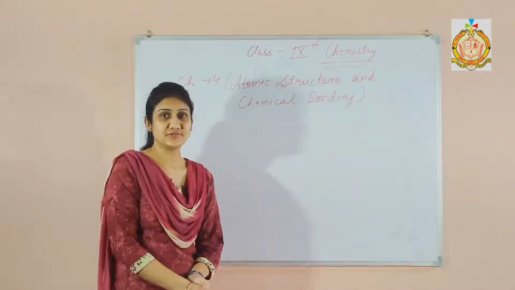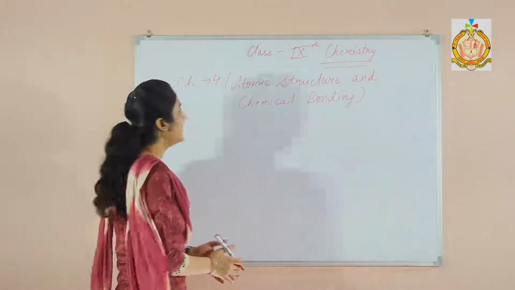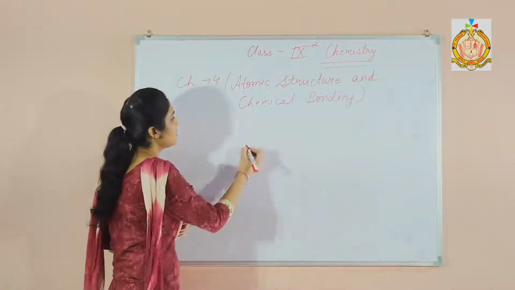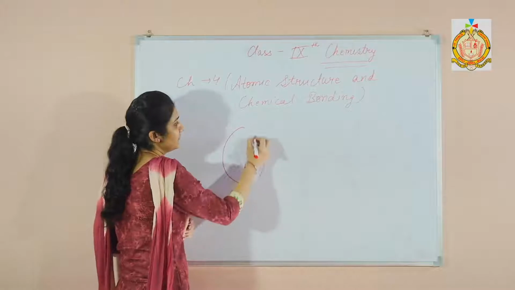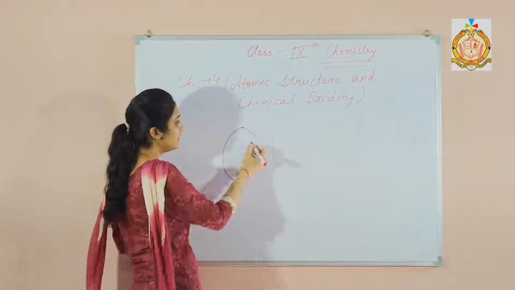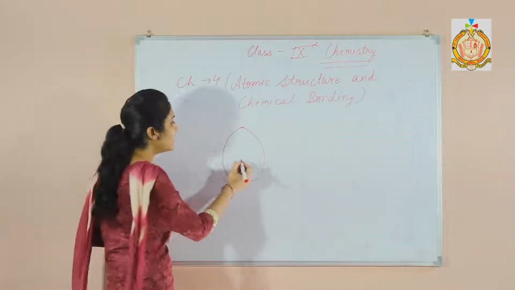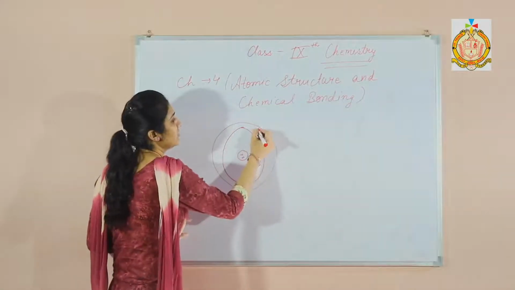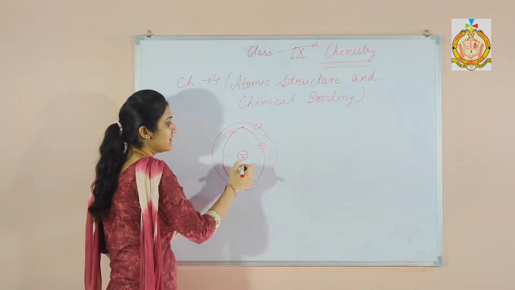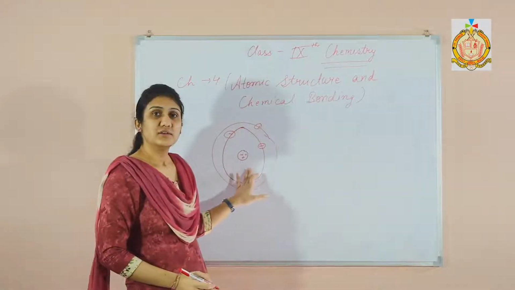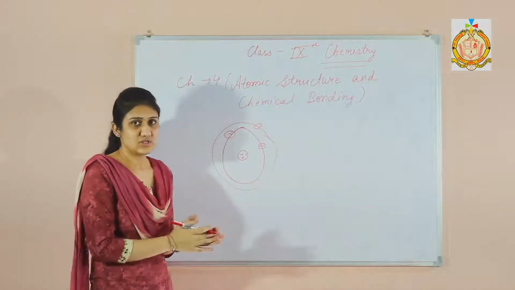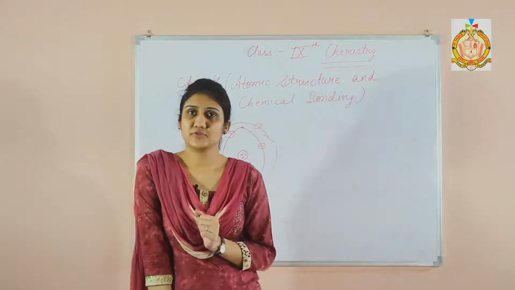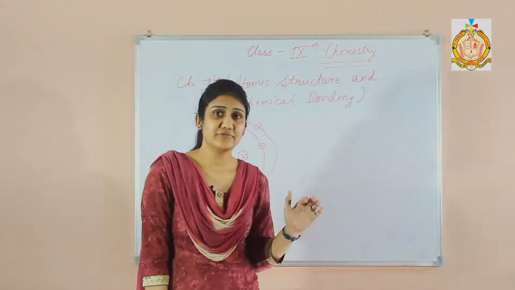So the drawback of Rutherford's atomic model is that he compared his atomic model with the solar system. He considered the solar system as the atom, and the planets revolve around the sun in a similar manner as the electrons revolve around the nucleus. So as the electrons revolve around the nucleus, in the same manner he considered that the planets revolve around the sun.